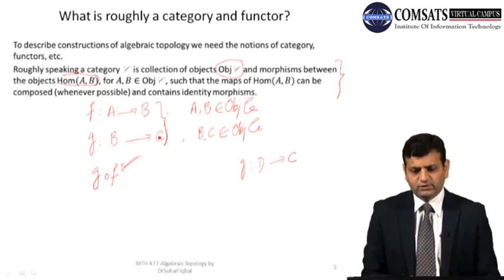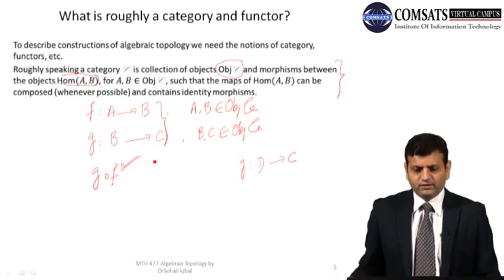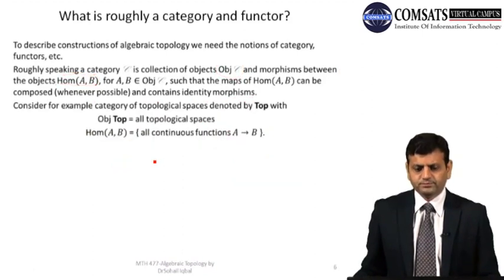So whenever it's possible, I also define how to compose two functions. So we now have three components of the definition of a category. I should have objects, I should have morphisms, and I should have the rule to define composition.